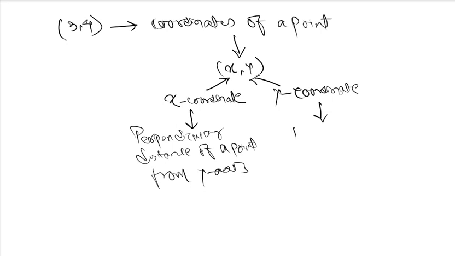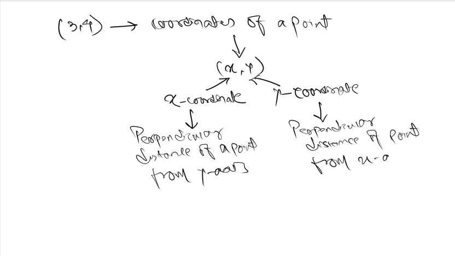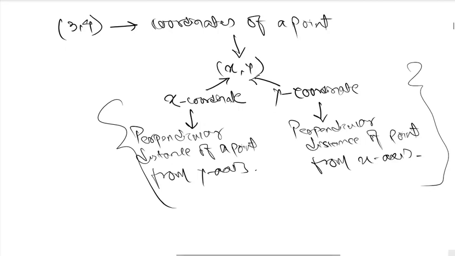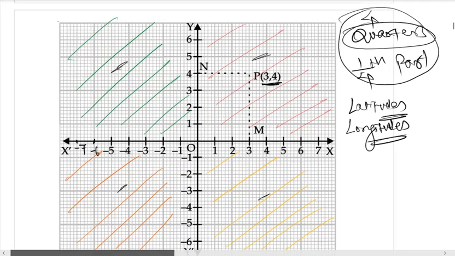What is y coordinate? Y coordinate is the perpendicular distance of a point from x-axis. So x coordinate is the perpendicular distance of a point from y-axis and y coordinate is the perpendicular distance of a point from x-axis. So these are the meanings of coordinate. Now let us see where these coordinates actually lie, or how we can find the distance of a point from x and y axis.